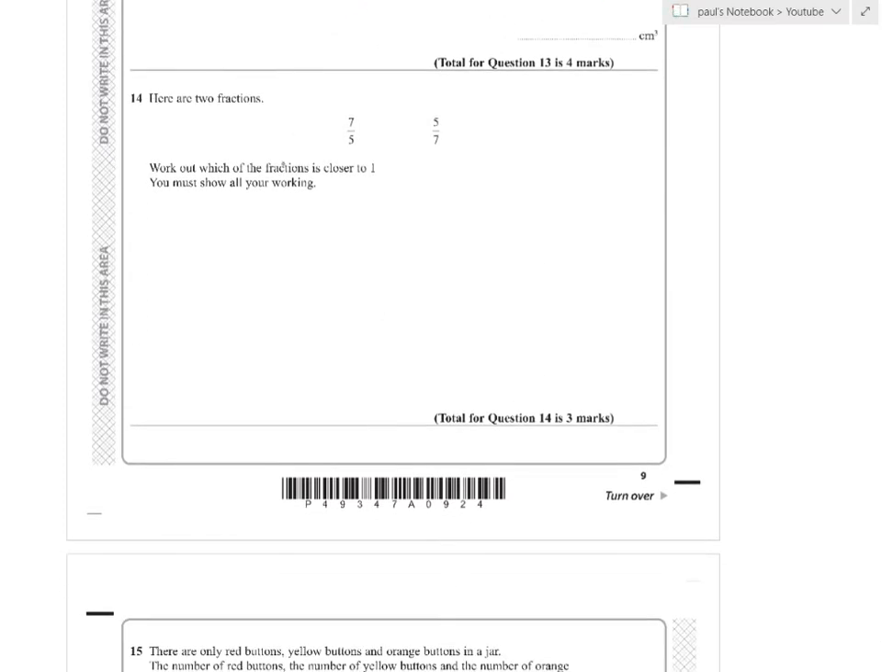Which of the two fractions is closer to 1? Well, that is 5/7, so that is 2/7 away from 1, and that is 2/5 away from 1. 2/7 is smaller, so this one's closer, so 2/7.